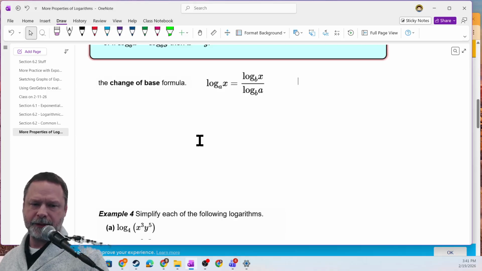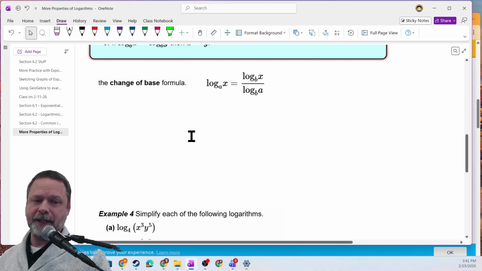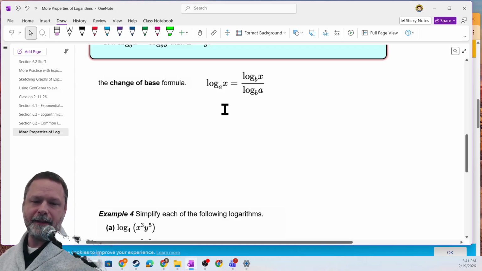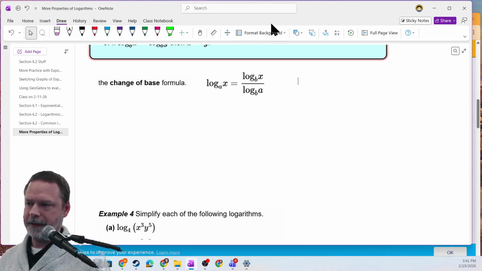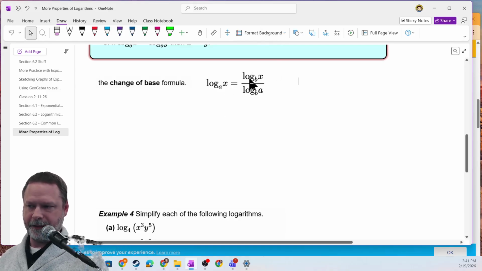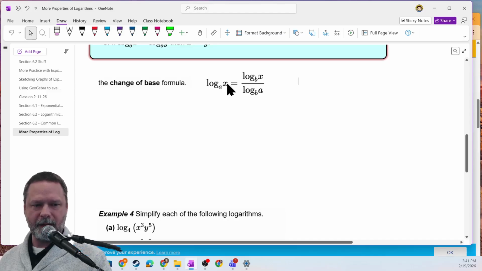It's not really used much anymore. It's not really necessary. I'm not sure there's any use for it anymore. It used to be we needed this to use calculators to find values of logs and approximate them. But now almost any calculator can do any base of a log. So it's not really that useful anymore.